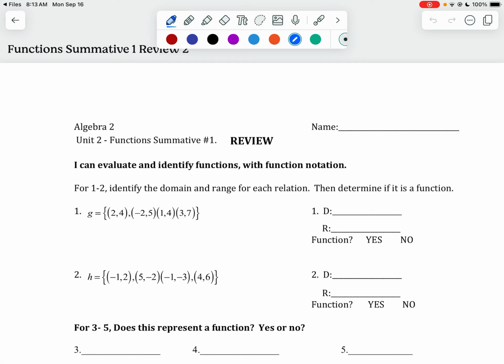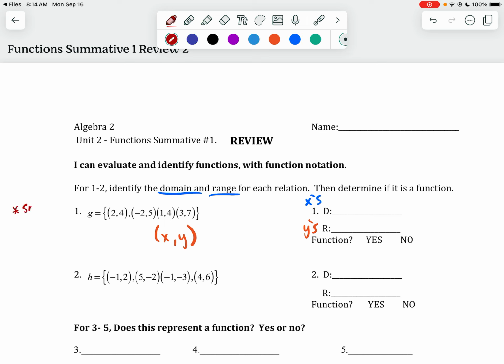All right, so we're going to go through the review for Unit 2, Summative number 1. So first thing that we had talked about was domain and range. So domain is always referring to your x values. Range is always referring to your y values. So we can represent that a few different ways, but you always have points, like x comes first, y comes second. So there was just a couple rules.